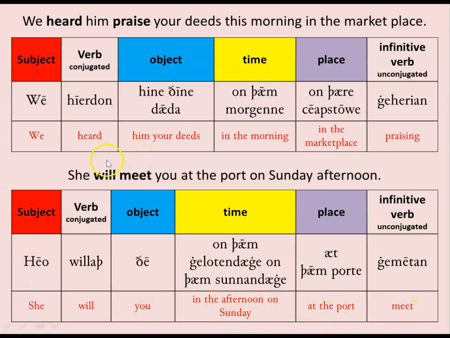Okay, now the first verb, conjugated according to number and tense, goes here in the second place. The second verb is unconjugated. It just goes to the very end. Everything else goes in between, as we've covered in the first video.